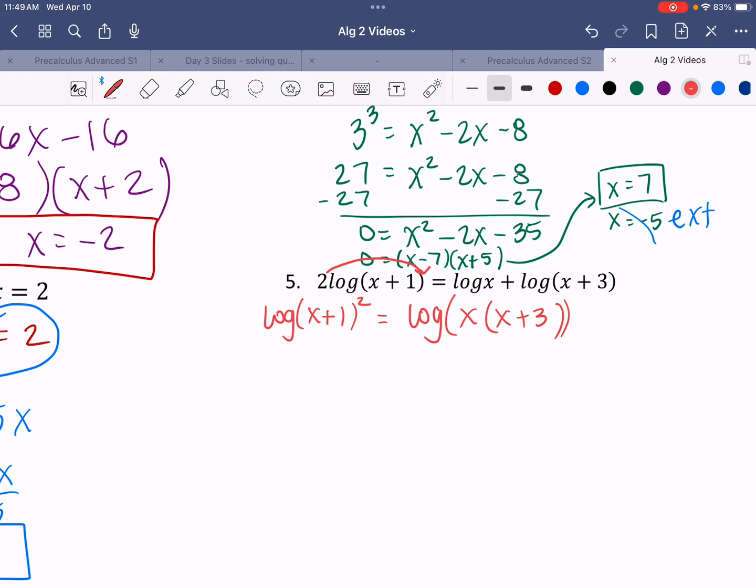And now when the log is the same, think about what you're trying to do with an equal sign. With an equation, you're trying to make the 2 sides equal.